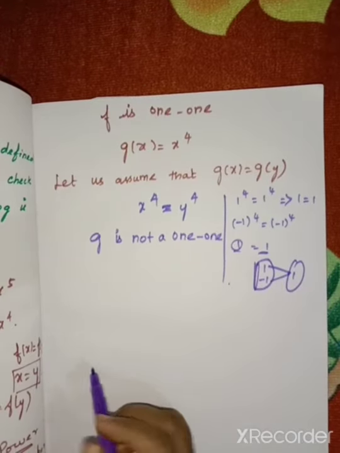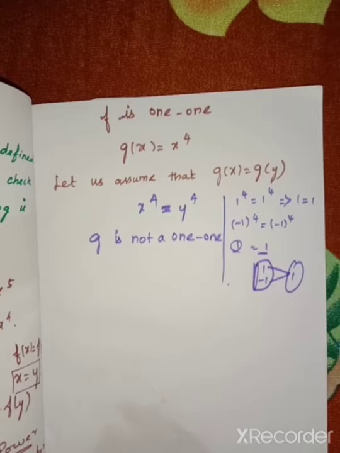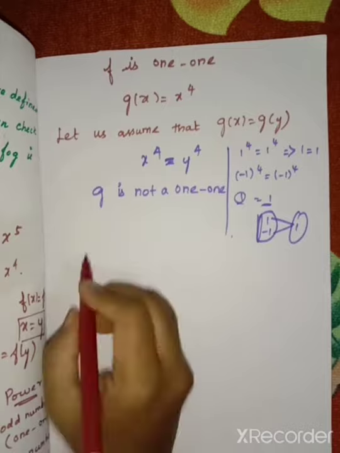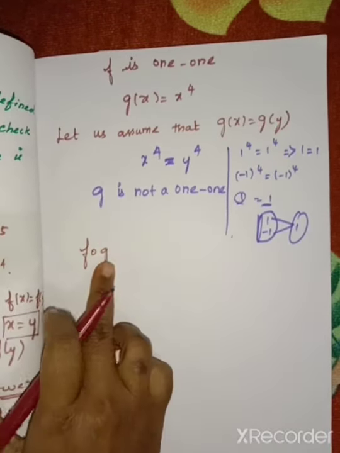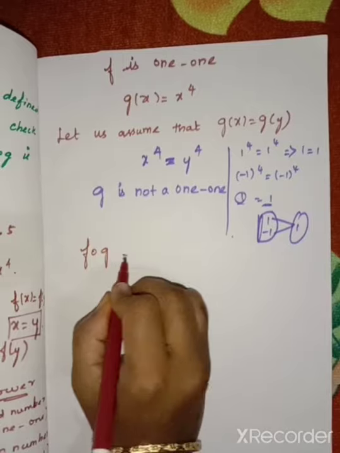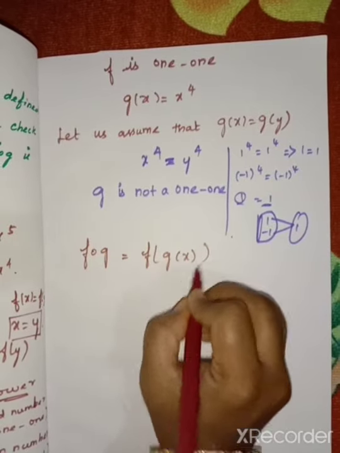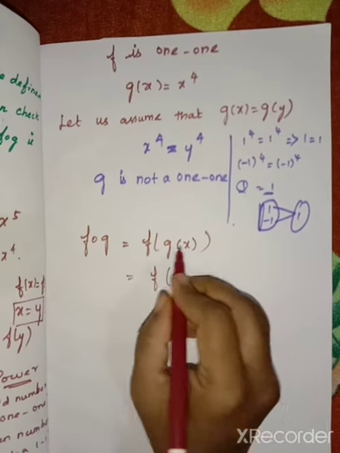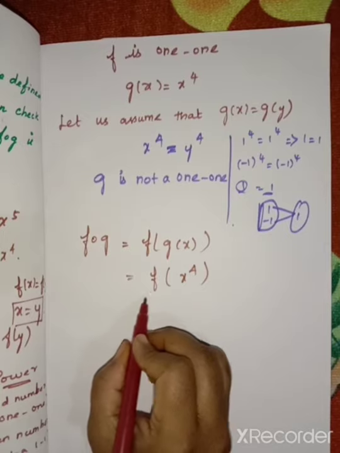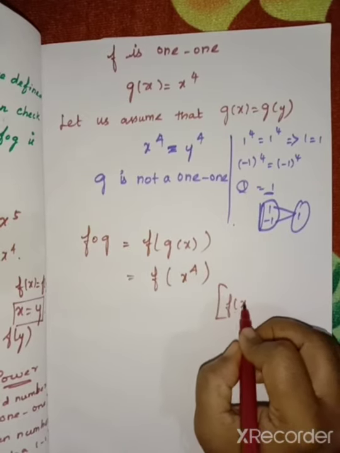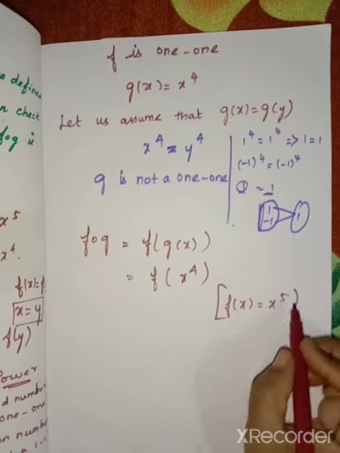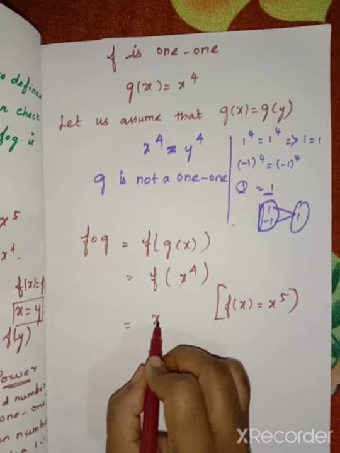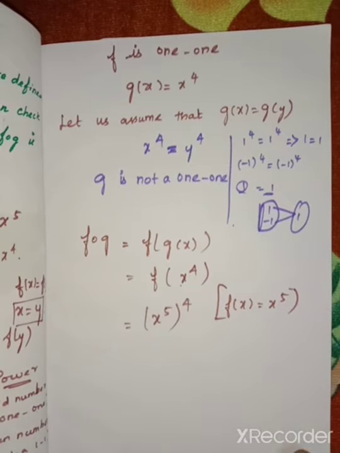So likewise we can solve for f of g also. For f of g we want to check whether f of g is 1 to 1. So we can write f of g of x. For the value of f of g we have to substitute. So f of g of x, that is x power 4. Here the function is f, and the given f of x is x power 5. So in place of x we substitute x power 4, so we get x power 4 the whole power 5.